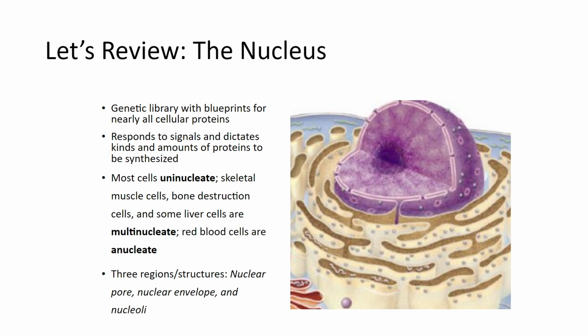Many cells have one nucleus, but some have two. If a cell has one nucleus, that's uninucleate. If it has two or more, it's multinucleate. Something like a skeletal muscle cell has many nuclei. And any cell without a nucleus is considered anucleate. An example would be red blood cells. There's three general regions to the nucleus. We have the nuclear pores within the nuclear envelope, and then finally the nucleoli, which is the dark staining region where ribosomal RNA is made.